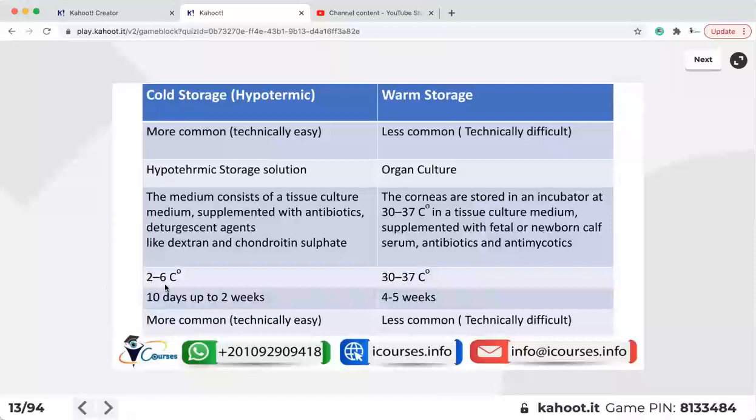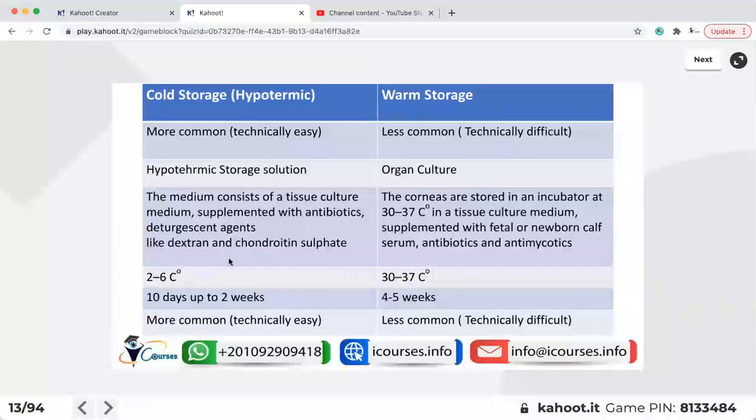The cold storage is about 2 to 6 Celsius, while the warm storage is between 30 to 37 Celsius. The main difference between both of them is the storage duration. In the cold storage, it can be stored up to 10 days, up to 2 weeks. So 2 weeks will be the maximum for the cold storage.